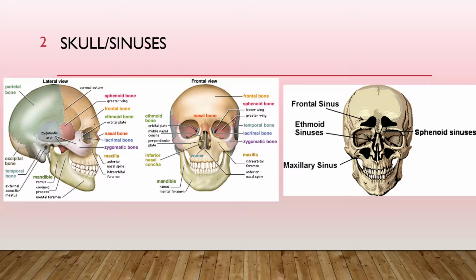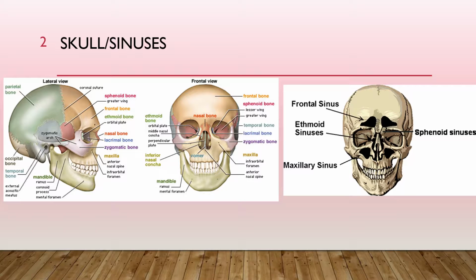When we're looking at the skull, it is part of the axial skeleton. It is at the superior end of the vertebral column, and the skull is actually the thickest bone in the body. There are 22 bones in the skull. The top of the skull is called the vertex, and the bottom of the skull is called the base.